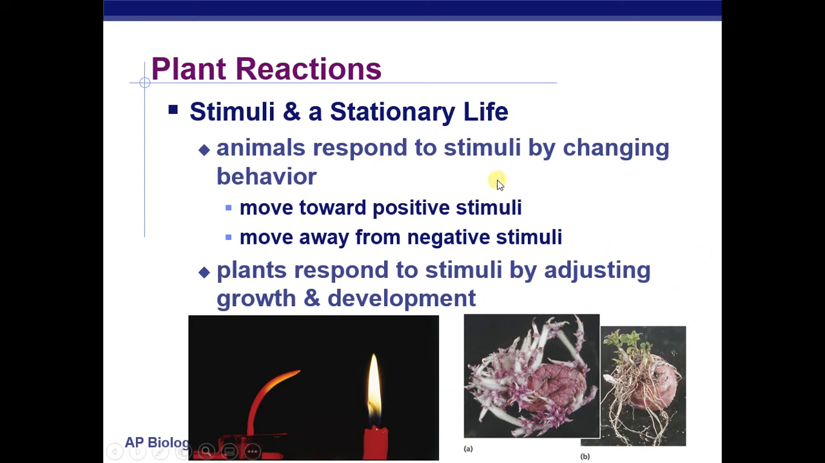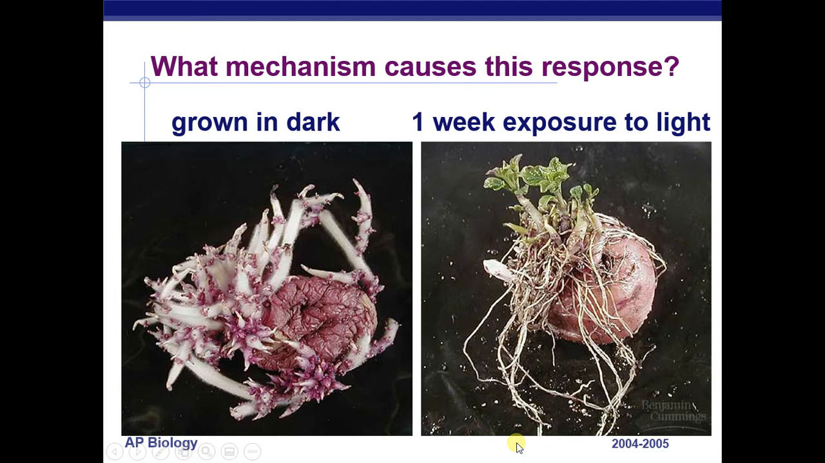We'll look first at this picture right here with the potatoes. Obviously, these two potatoes are responding to a stimulus. The one on the left was grown in the dark, and the one on the right was exposed for 1 week to the light. And there are differences, pretty obviously, in their growth and development, just based on the light. So light as a stimulus has caused both of these potatoes to react in a different way based on if the light was present or if the light was absent.